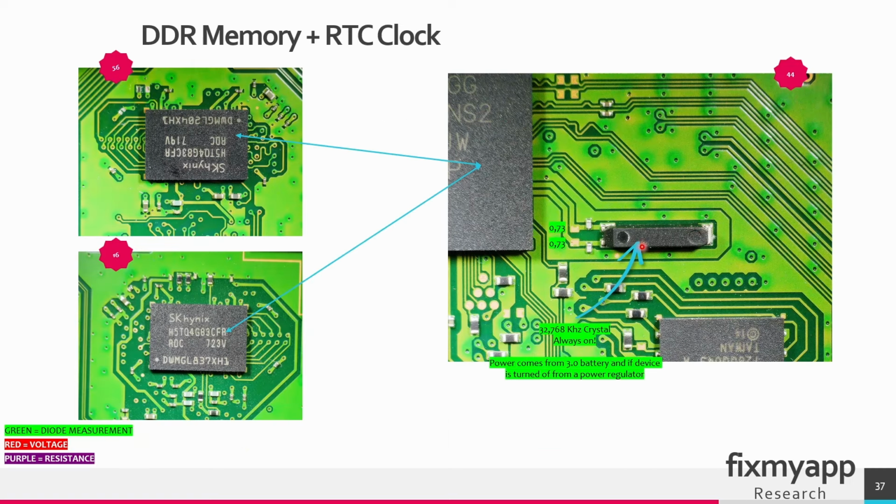This is a crystal oscillator. This oscillator will create a frequency of 32.768 kHz, and it should be working all the time. Always check if the RTC battery is higher than 3.0 volts. When this frequency is missing and you press the power button, nothing will happen, so you have a no power condition. Always check if this frequency is present. Check the RTC battery if the voltage is 3.0 volts. These are the diode measurements for the crystal oscillator.